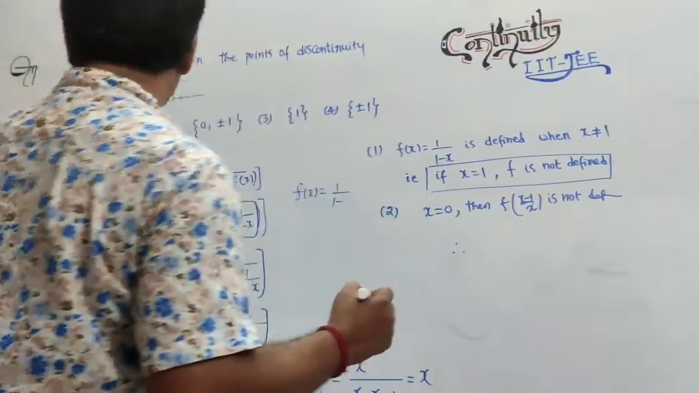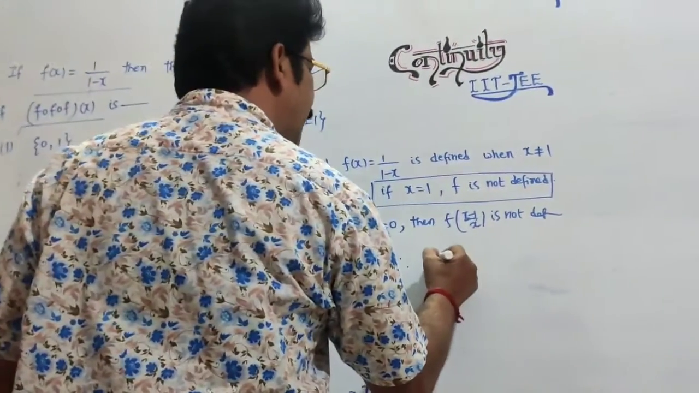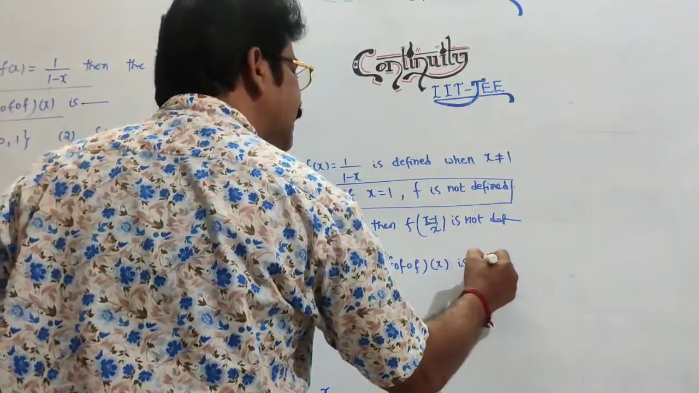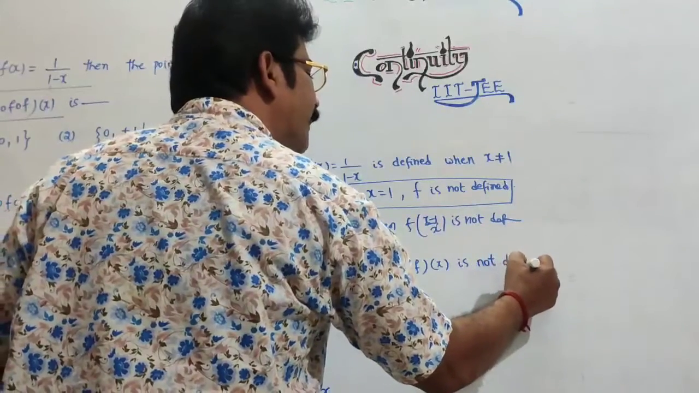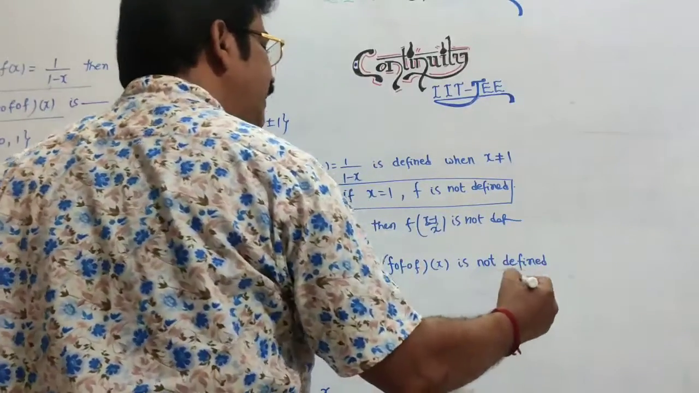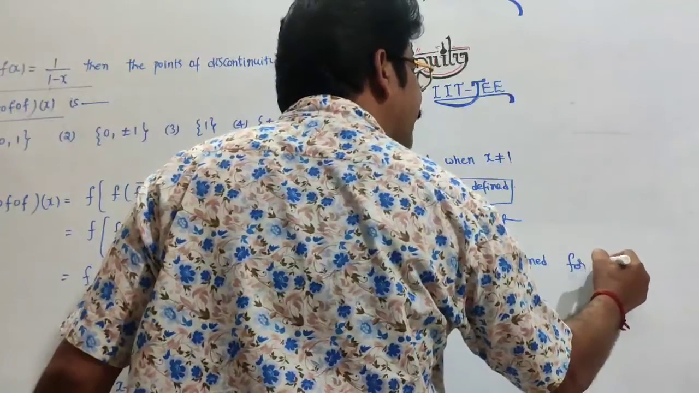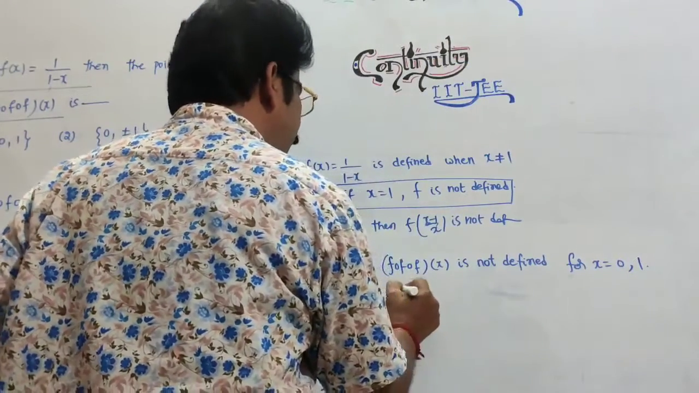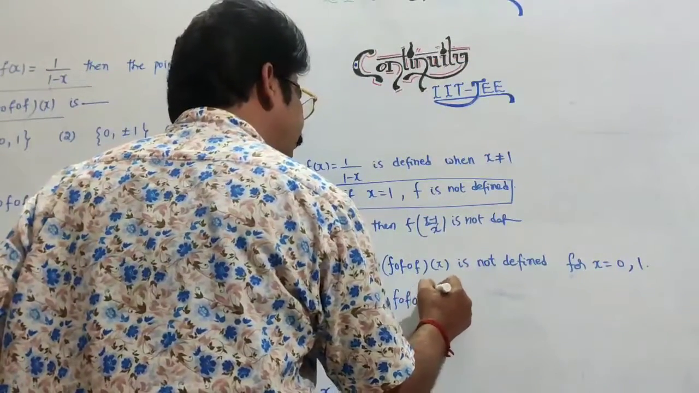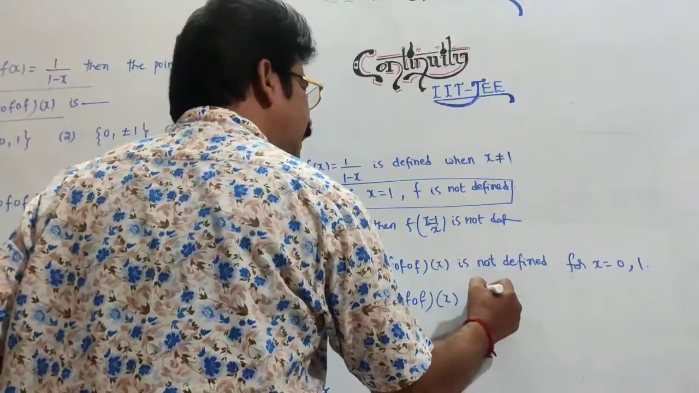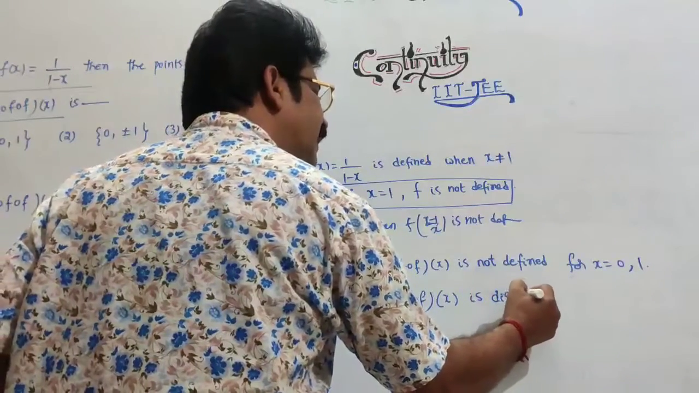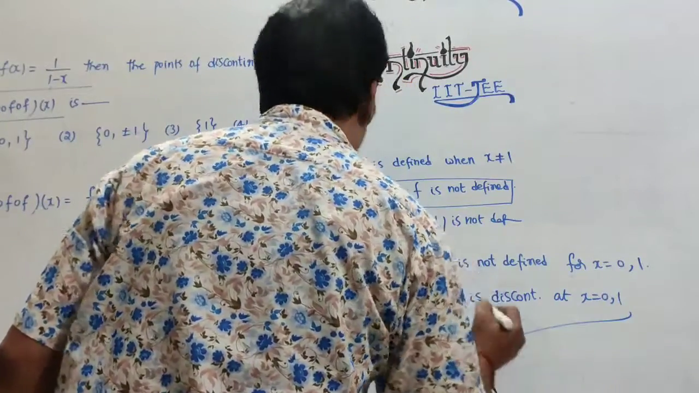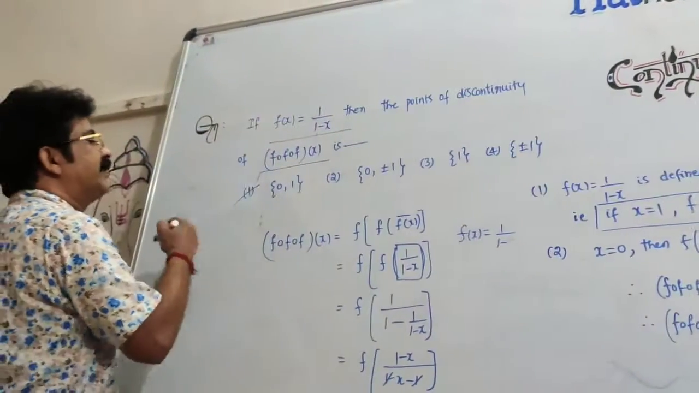So therefore, finally, this f circle f of x is not defined for x equal to 0, 1. Therefore, f circle f of x is discontinuous at x equal to 0, 1. Where is that? The first option is right.